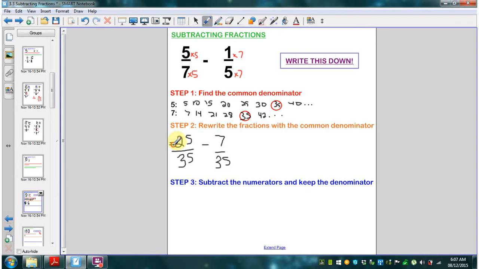You can put an equal sign there in front. Alright, we have a common denominator, so we are good to subtract our tops. So 25 minus 7 is 18. And you can use a calculator for that if you need to. And then we keep our denominator of 35.